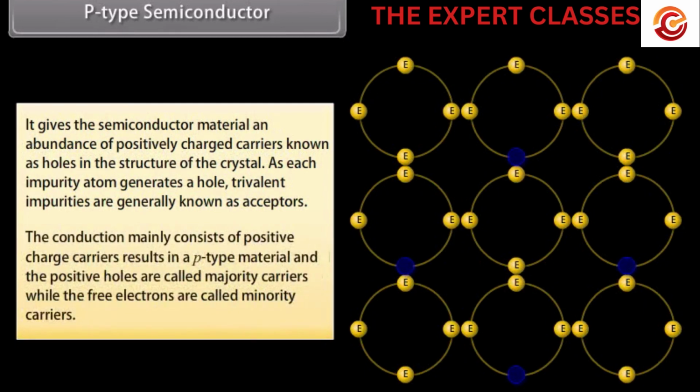The conduction mainly consists of positive charge carriers, which results in a p-type material. The positive holes are called majority carriers while the free electrons are called minority carriers.